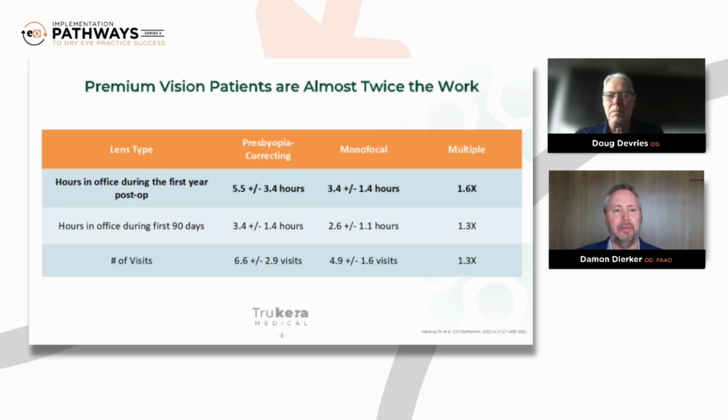So tell us a little bit about just the time it takes, Dr. DeVries, to manage some of these patients that are wanting the very best vision, wanting glasses, contact lens independence. This was a study looking at the amount of chair time for these patients that it actually equated to about twice the normal amount of work in terms of office visits, actual number of minutes or hours in your office. Is this similar to what you're seeing at your practice in Nevada?